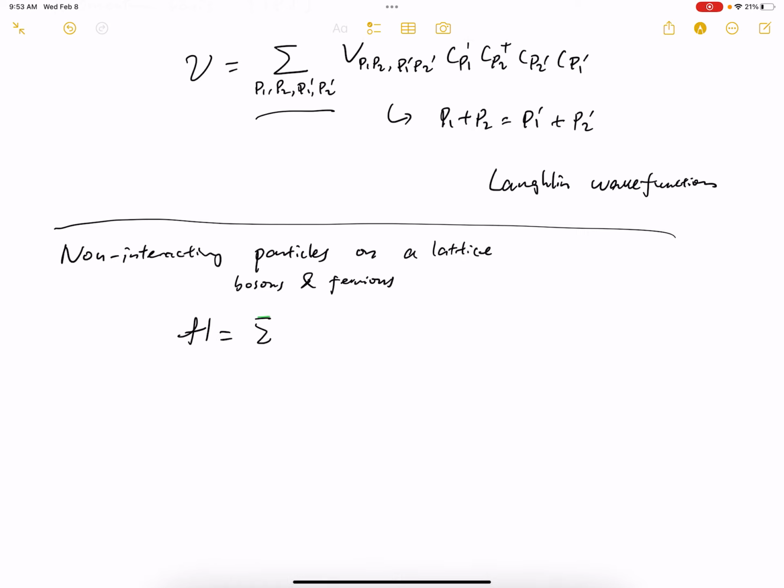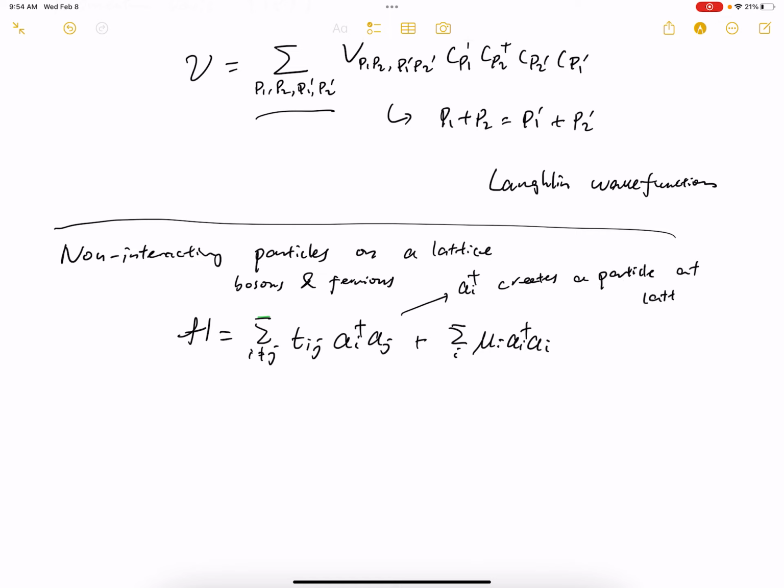So we have a sum over i not equal to j. We have Tij, ai dagger aj. And then we also have the onsite term, mu i, ai dagger ai. So this is something we said in the last class. So here these ai dagger basically just creates a particle at lattice site i.